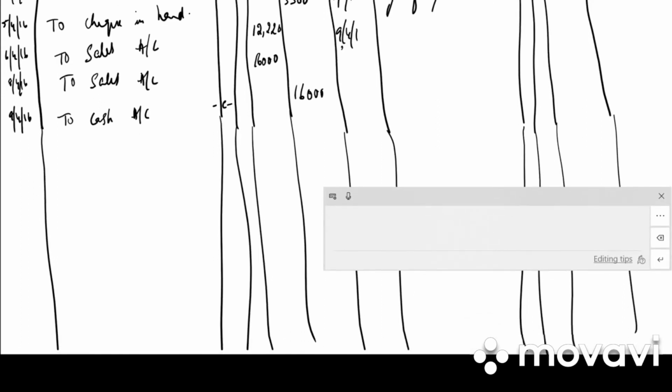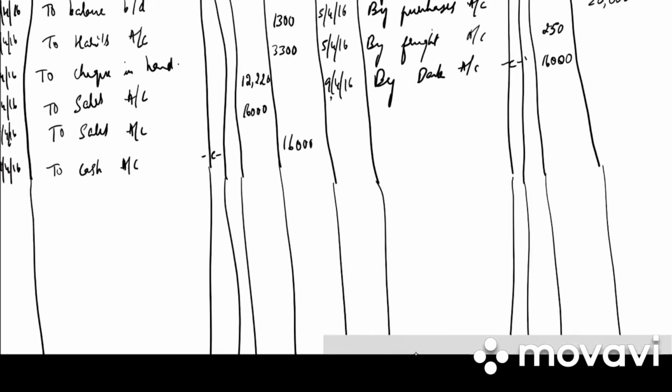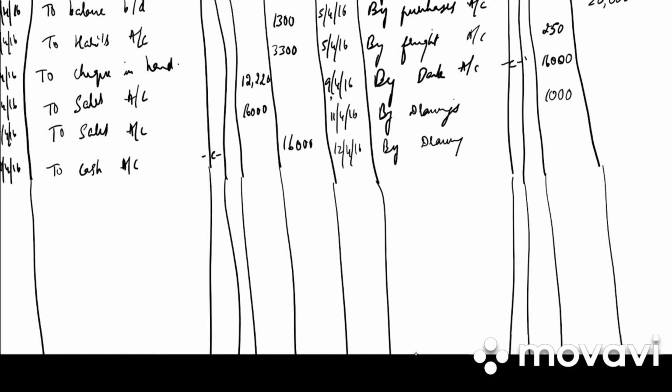Then on 9th April again on the credit side we have by bank account. It is a contra entry on the cash column 16,000. Then we have withdrew cash for private use. On 11th April we have by drawings. How much is it? 1,000 rupees. Then on 12th April we have by drawings. It is in cheque. So bank account 5,000 rupees.